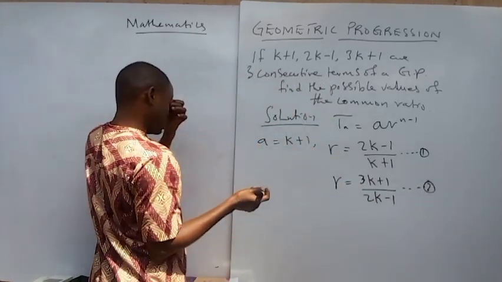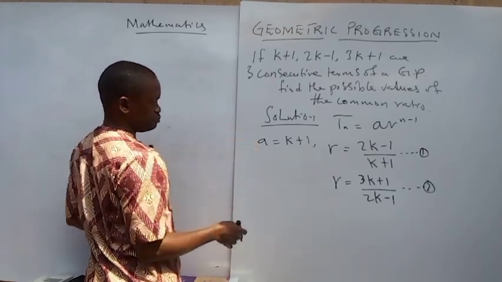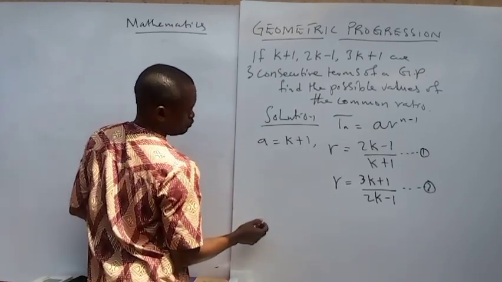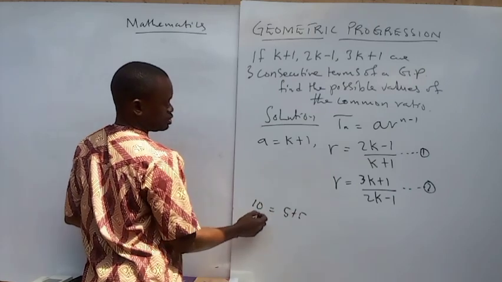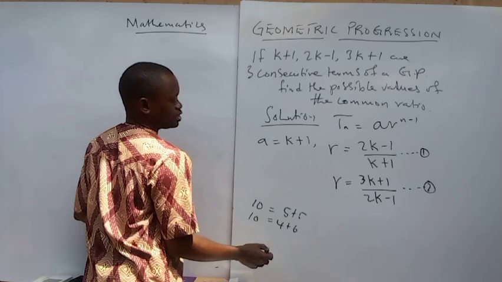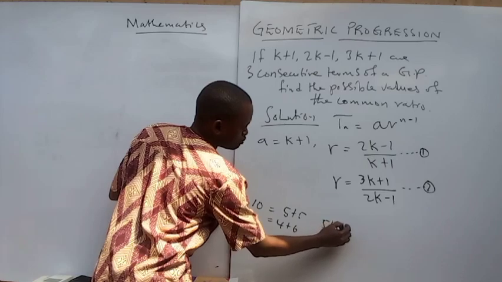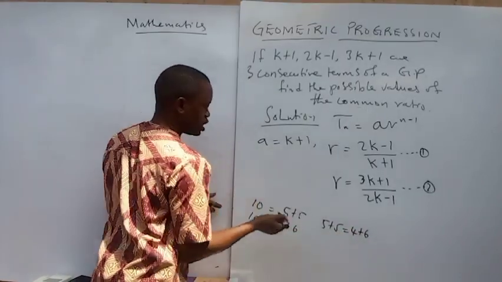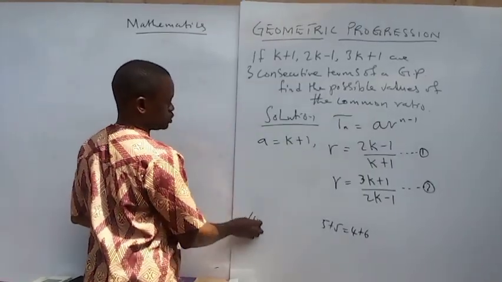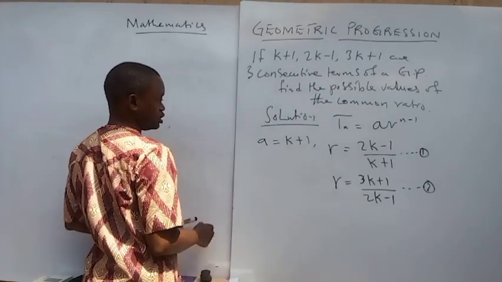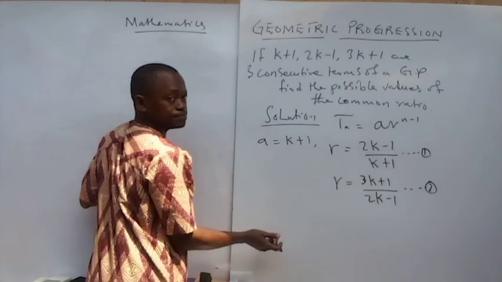There's a very simple logic I normally use to make an explanation very simplified for my students. I used to say that if 10 is equal to 5 plus 5, and that same 10 is equal to 4 plus 6, then it is logically right to say that 5 plus 5 is equal to 4 plus 6. There's no argument about it. So you can see here, r is this and r is this, so it's logically correct to say this is equal to this.